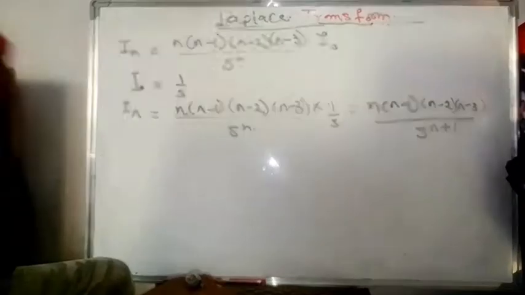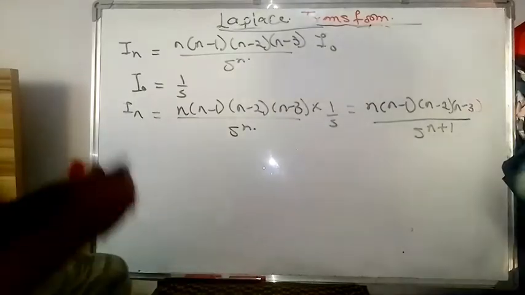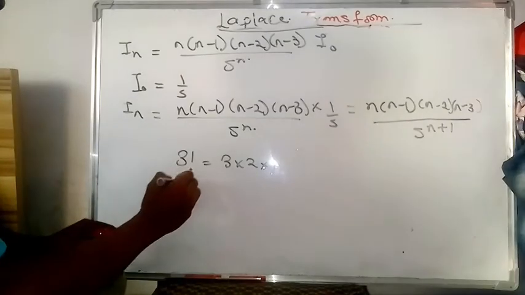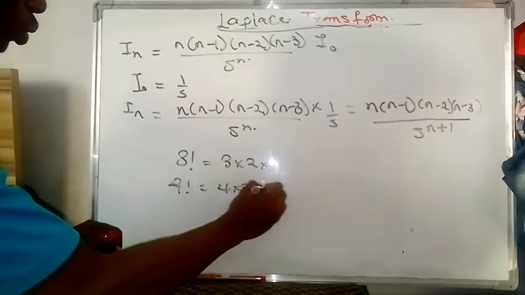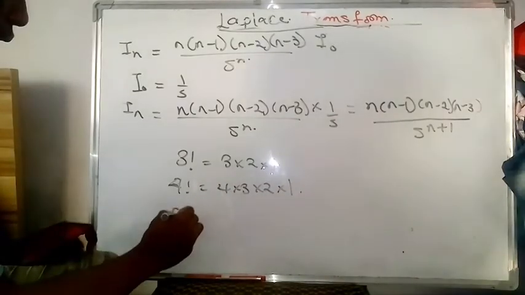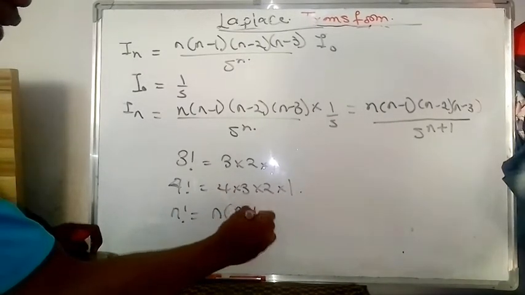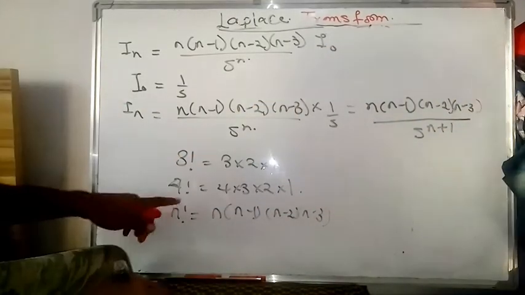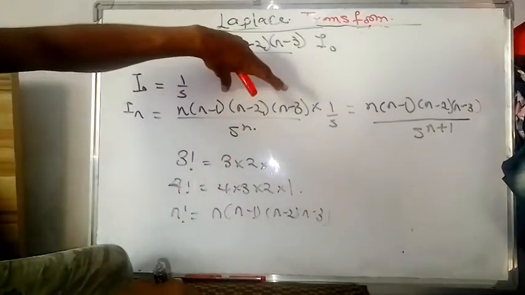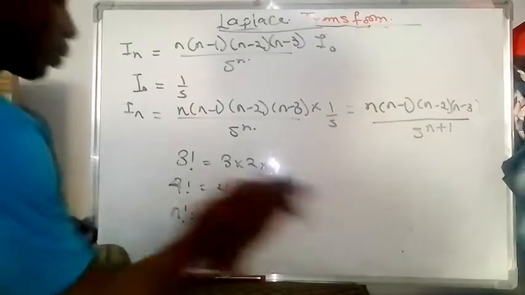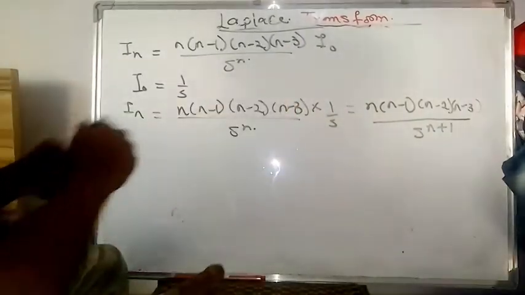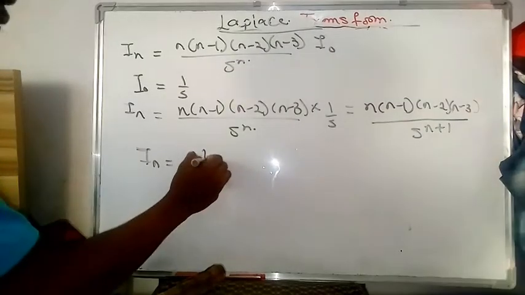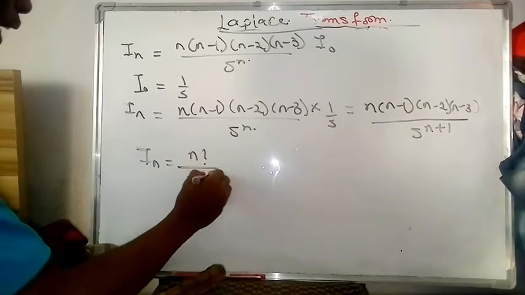Now if you remember our factorials, 3 factorial is equal to 3 times 2 times 1, and 4 factorial is equal to 4 times 3 times 2 times 1. So n factorial is equal to n times n minus 1, n minus 2, n minus 3, and so on until it gets to 1. That is the same thing that happens here, so I can replace this with n factorial. Replacing this with n factorial, we have I subscript n equals n factorial divided by s raised to power n plus 1.